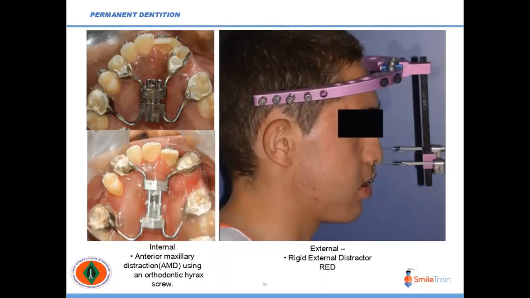The rigid external device, which is on the right, has the advantage of allowing for both forward and downward movements, whereas the internal will only move horizontally, that is forward, and you actually have to use internal elastics to bring about that downward vector that you need.